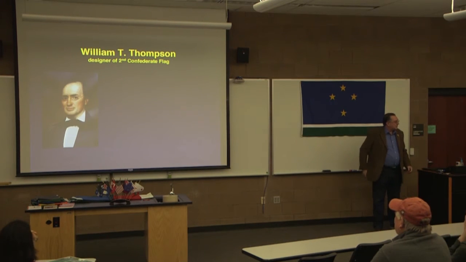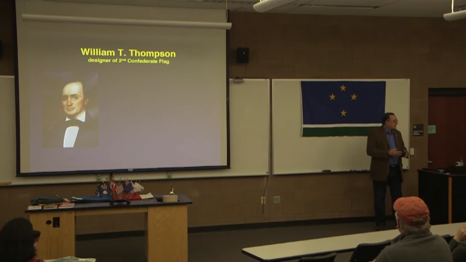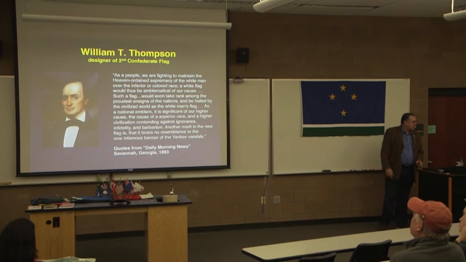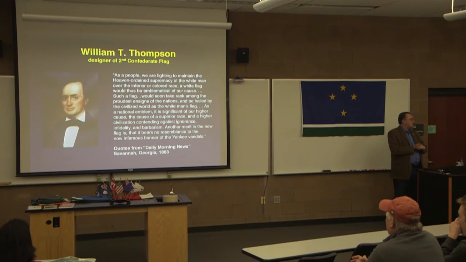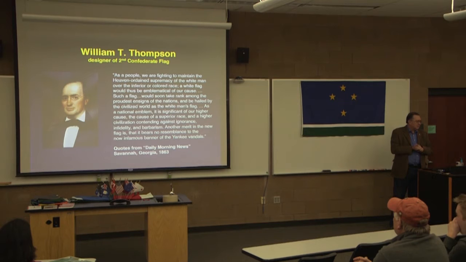William T. Thompson, designer or co-designer of the Second Confederate flag, said this: "As a people, we are fighting to maintain the heaven-ordained supremacy of the white man over the inferior or colored race. A white flag should thus be emblematic of our cause. Such a flag would soon take rank among the proudest ensigns of the nations and be hailed by the civilized world as a white man's flag." I think case closed here.